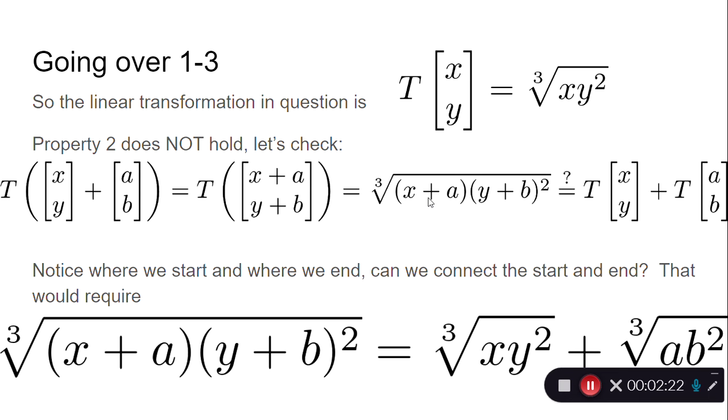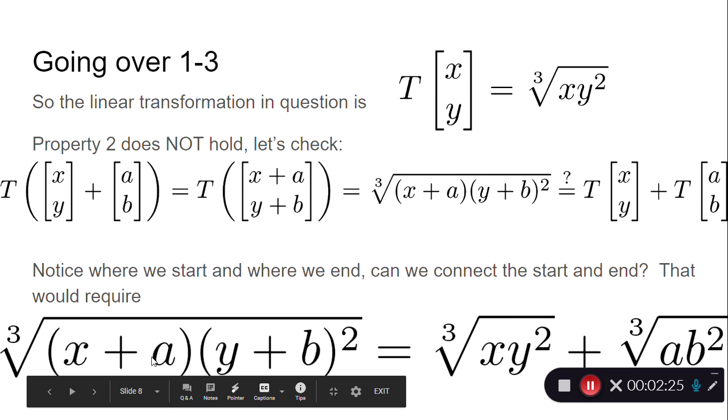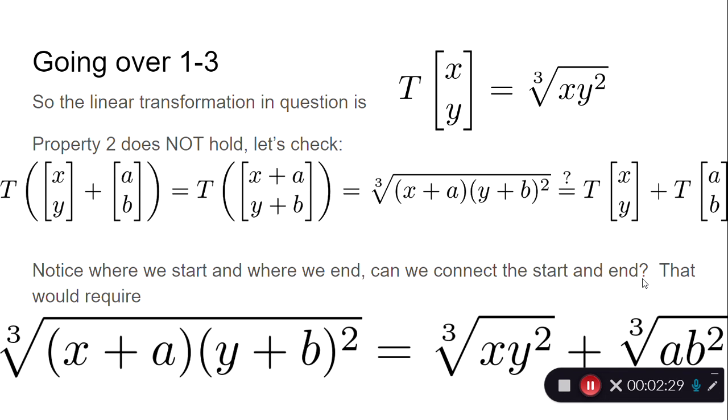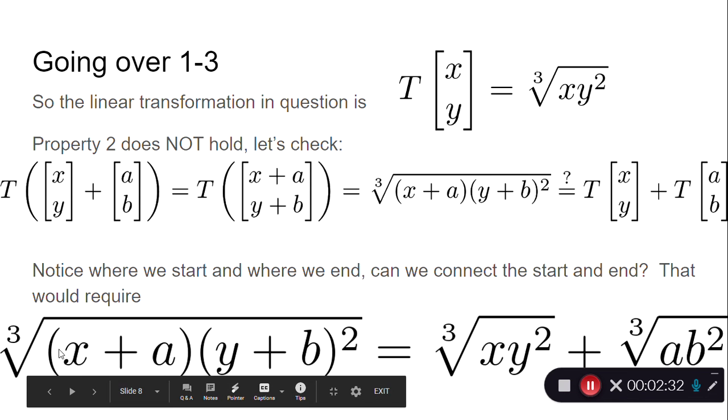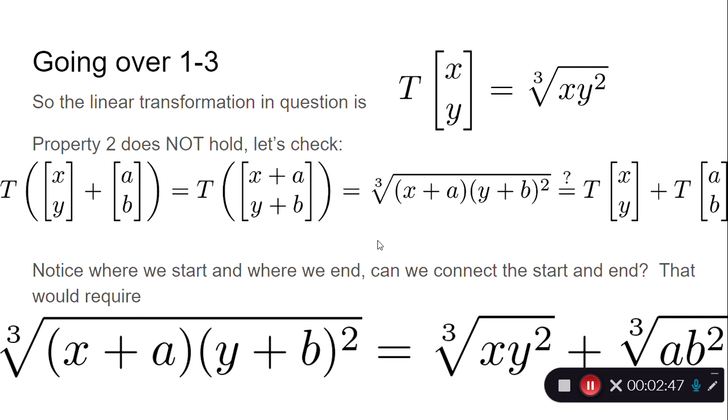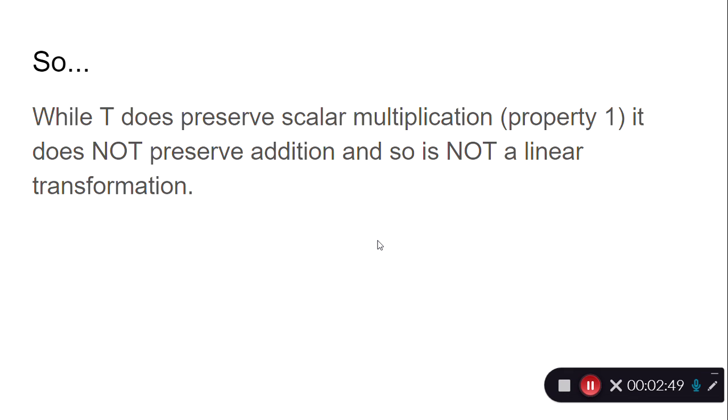In order for it to be the same, I'd have to have this equal to the thing on the right-hand side. And there's no way that's going to happen. You can play around with it. But if you multiply all this stuff out, the important thing to remember is that cube roots don't distribute over sums. You're not getting a sum out of this cube root. So that's not going to happen. So it does not preserve addition of vectors. So it is not a linear transformation. It satisfies property 1, but not property 2. All right, now pause here.